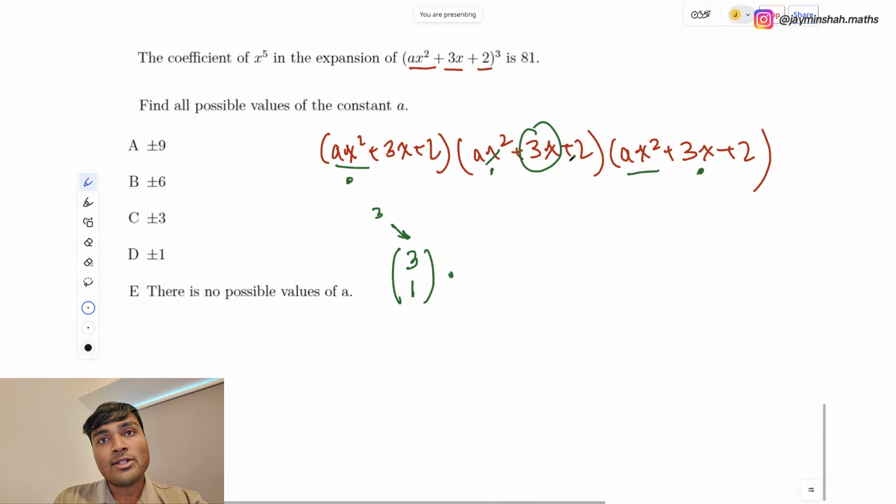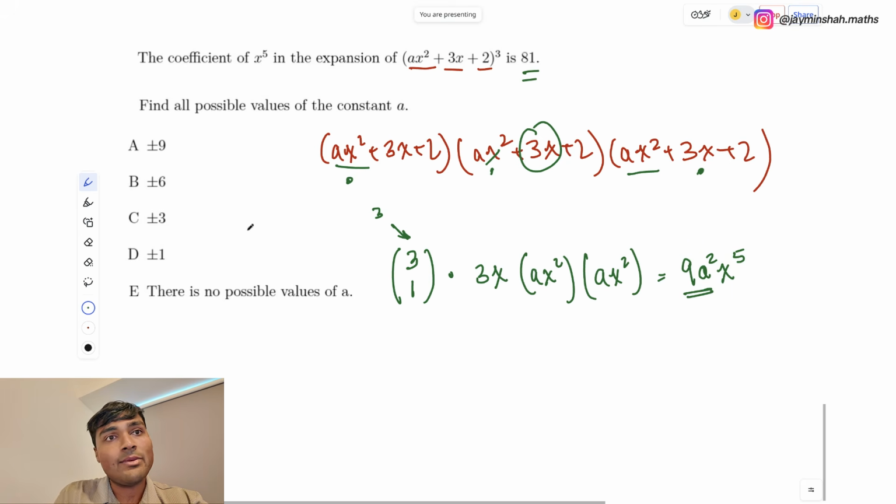If we do that, we get 3 choose 1 times this 3x times the ax squared times the ax squared, and that will give us our x to the 5 term. If we expand all that, we get 9a squared x to the 5. And so we know that 9a squared is equal to 81, and so a must be plus or minus 3.